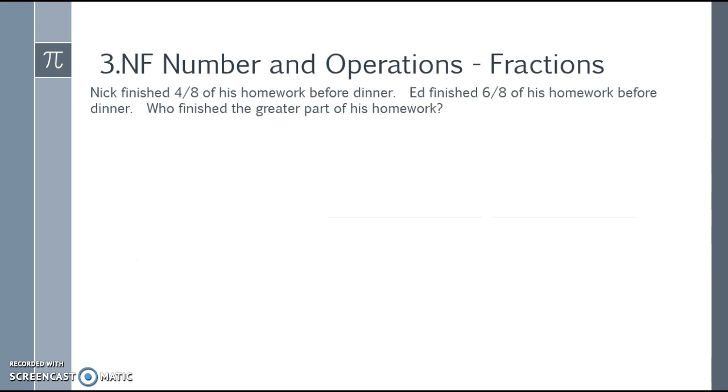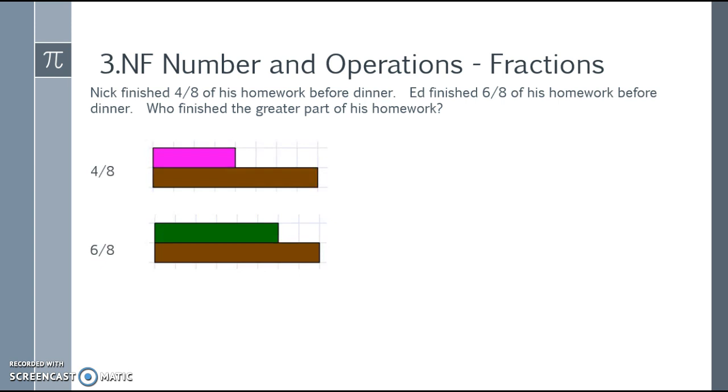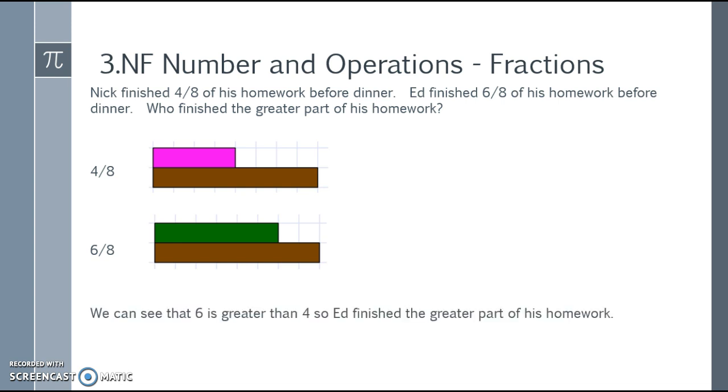Nick finished 4/8 of his homework before dinner. Ed finished 6/8 of his homework before dinner. Who finished the greater part of his homework? This time let's use Cuisenaire rods. When I look at Nick, 8 would be the brown rod in both instances because we're comparing the numerators when we have the same denominator. So 4/8 is 4 copies of 1/8, and 6/8 is 6 copies of 1/8. 6 is greater than 4, so therefore Ed finished the greater part of his homework.